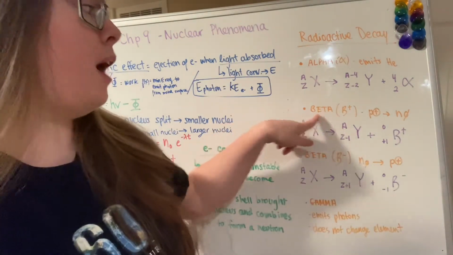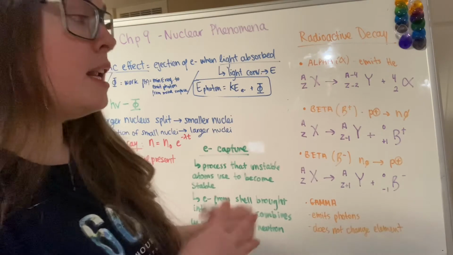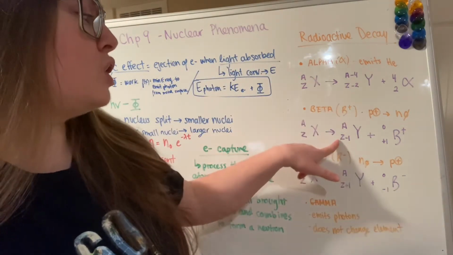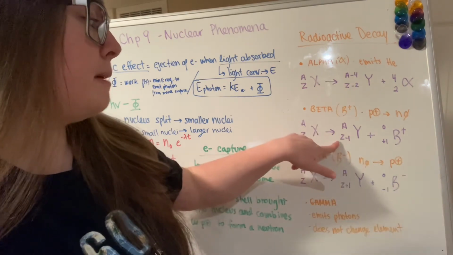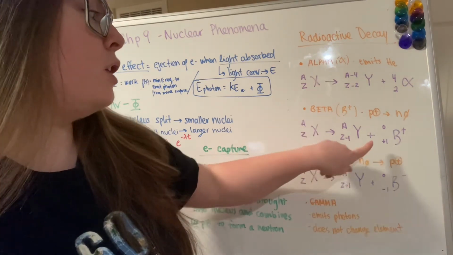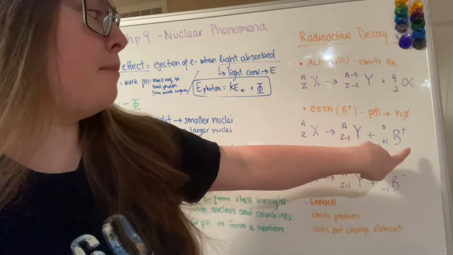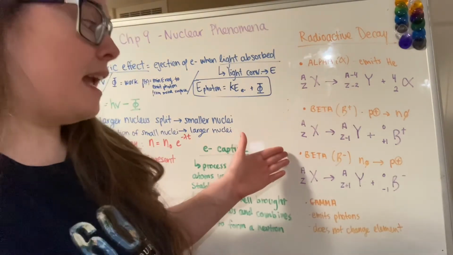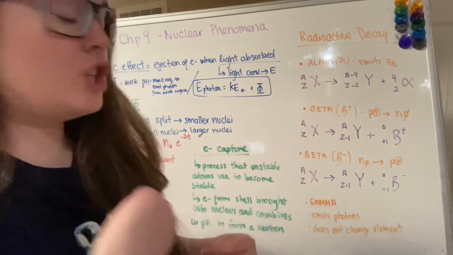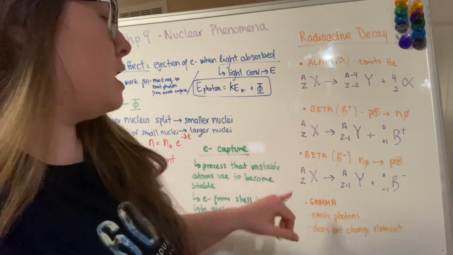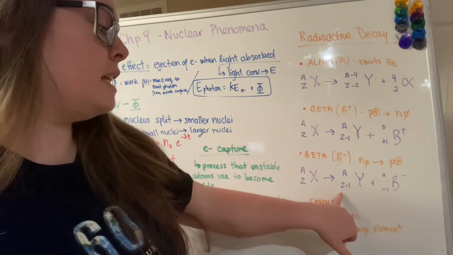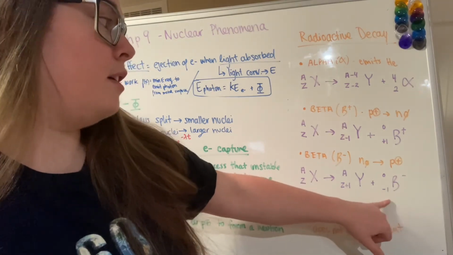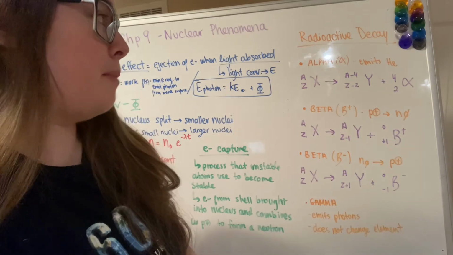Next we have beta positive decay, which is taking a proton and turning it into a neutron. Again, you'll have your element, you'll see a change in the atomic number, and you will also see a positive beta particle emitted. Beta negative decay is when you're taking a neutron and converting it into a proton, so you have your element, you'll see the atomic number plus 1, and there is also emission of a negative beta particle.